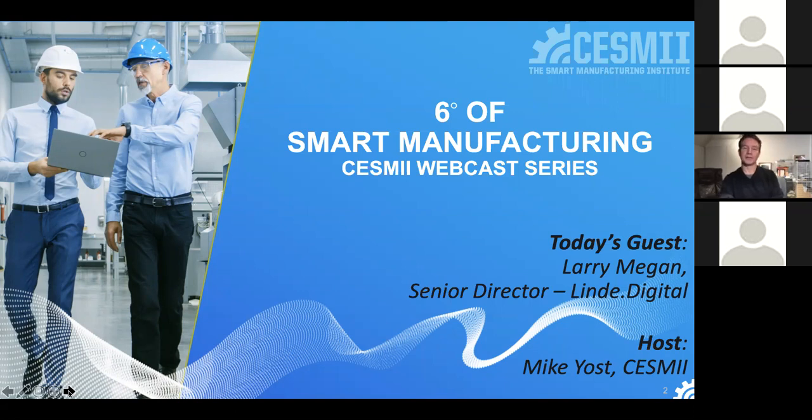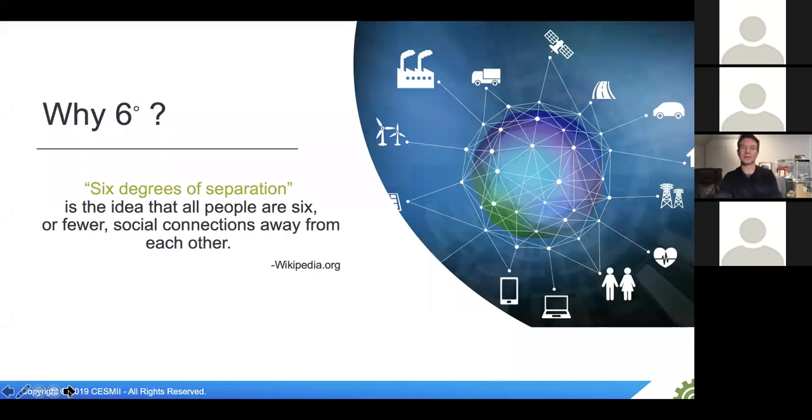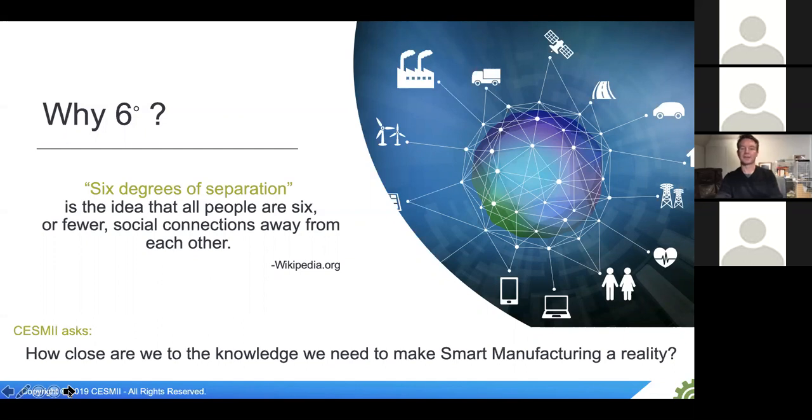Before I bring Larry on to the webcast today, I just wanted to level set a little bit about what we are up to here at CESMII and why we talk about 6 degrees of smart manufacturing. It's based on the notion of 6 degrees of separation, the idea that people are only 6 degrees or fewer away from knowing every single person on the planet. And so CESMII asks the question: if we're that close to being able to connect with everybody on the planet, how close are we to being able to get the knowledge that we need to make smart manufacturing a reality? We believe that one way for us to help share the knowledge is by hearing from as many different people as we can, getting their perspectives, their vantage point, understanding their experience. And that's what this webcast series is all about.